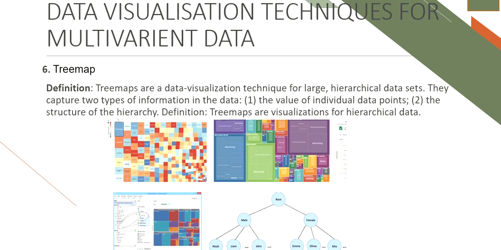Then we have a tree map. If you want to represent a set of data in the form of a hierarchy, like this root of male, female, 1, 2, 3. If you want to represent the hierarchy of an organization, like principal, then comes the HOD, then comes the staff, then students, then we go for tree maps. And when there are two types of information in data, that is the value of an individual point and the structure of the hierarchy, it is used for visualization. So you can go for a tree map if you want to represent any data hierarchically.